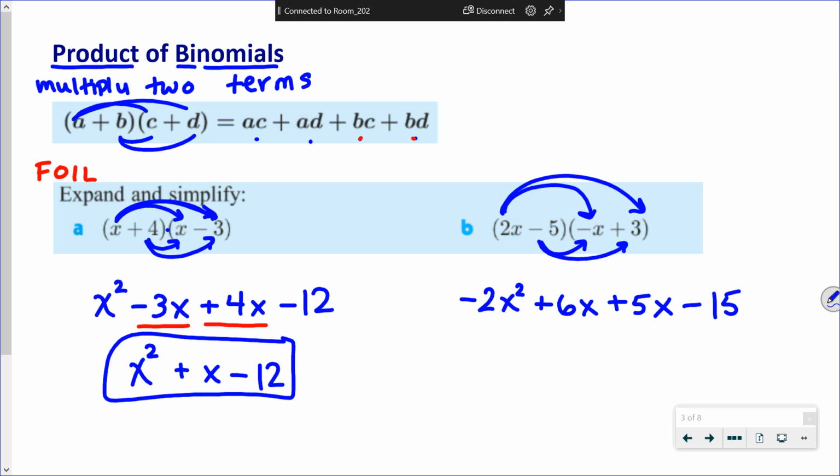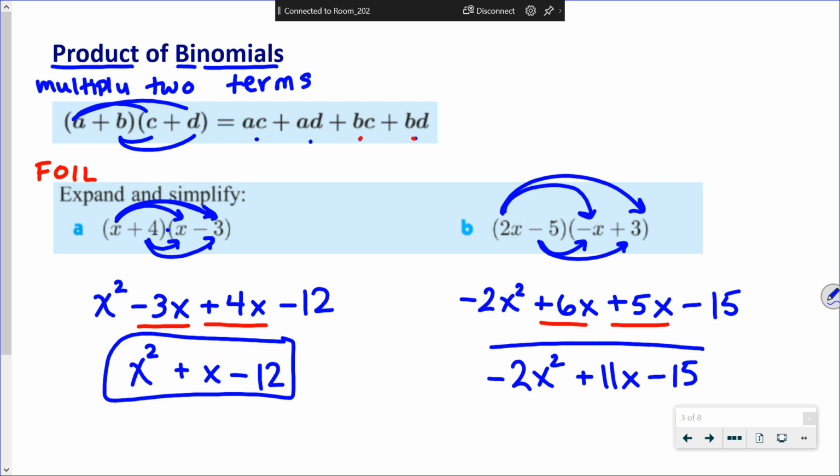And now again, I've got 4 terms in a row. I'm looking for 2 that I can combine. It's these 2 like terms in the middle. And so I can write this as negative 2x squared plus 11x minus 15. Now there are no more like terms to combine, so I go ahead and put a box around that. That's the most simplified version. That's all of the expansion.